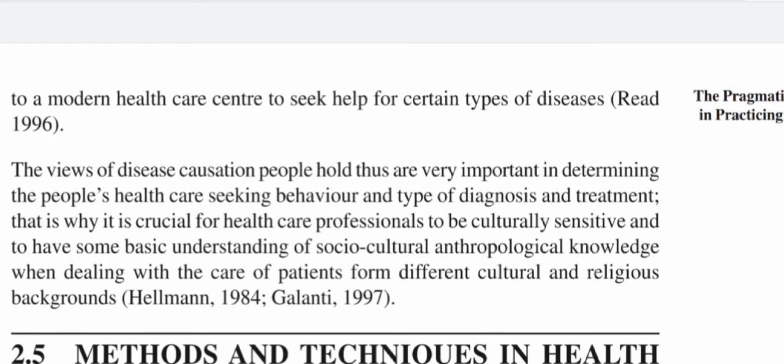The views of disease causation people hold thus are very important in determining the people's healthcare seeking behavior and types of diagnosis and treatment. That is why it is crucial for healthcare professionals to be culturally sensitive and to have some basic understanding of socio-cultural anthropological knowledge when dealing with the care of patients from different cultural and religious backgrounds (Hellman 1984; Galanty 1997).